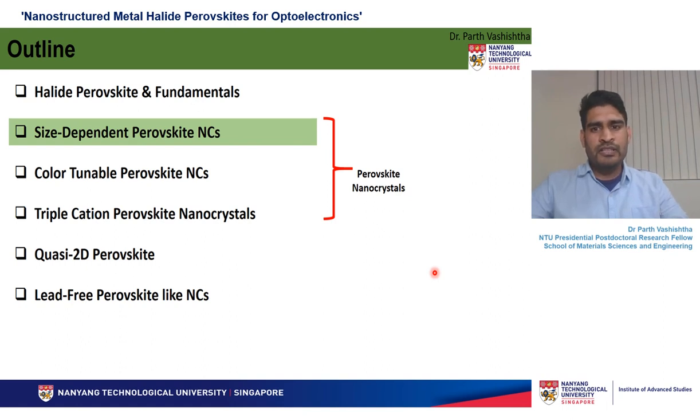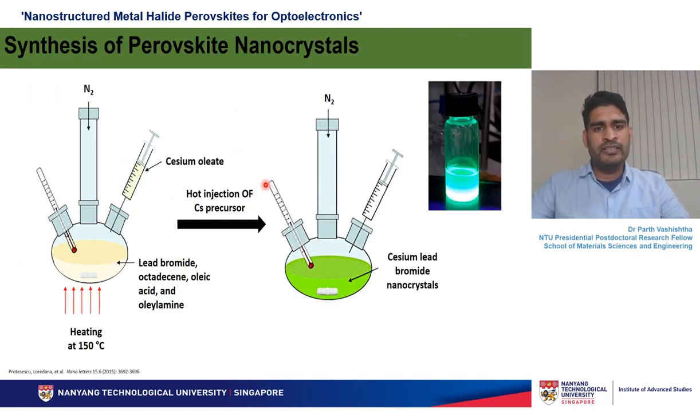So here in the first detail of our work, basically what we did is we made some perovskite nanomaterials and tuned their size. The way we make these perovskites is by the hot injection route. In this case, we were trying to make cesium lead bromide nanocrystals. We take the lead bromide precursor with some solvent, octadecene, and some ligands, which are oleic acid and oleylamine. We inject the third precursor at a higher temperature, such as 150 degrees C.